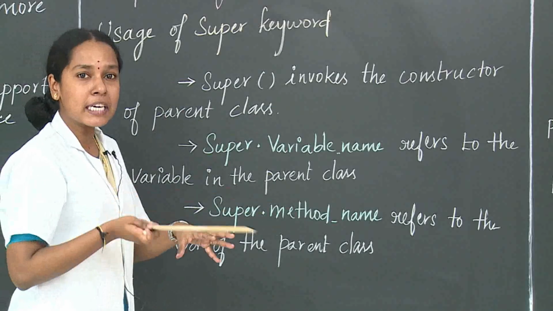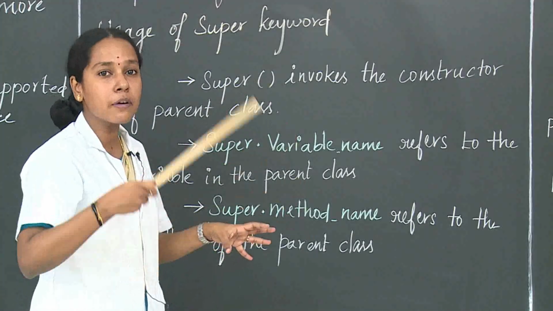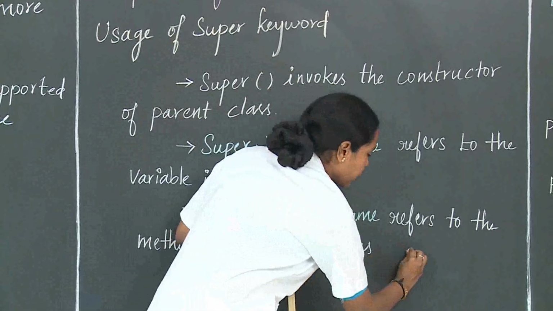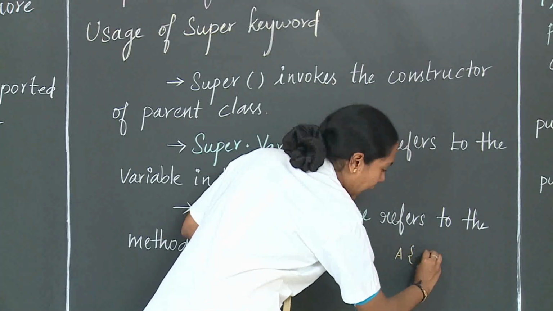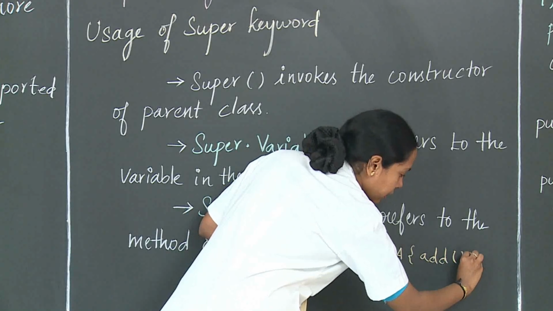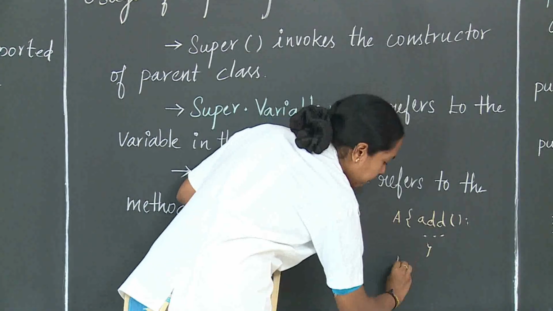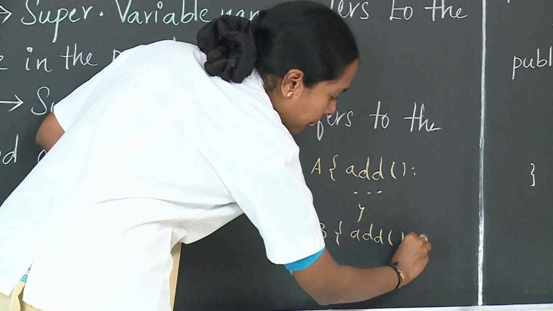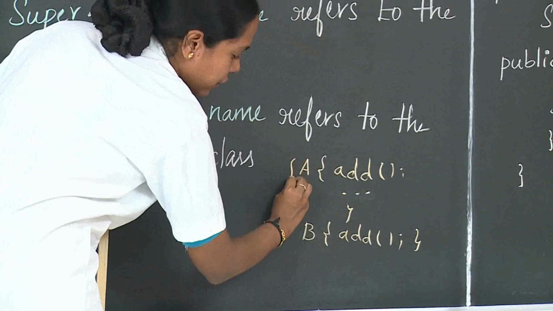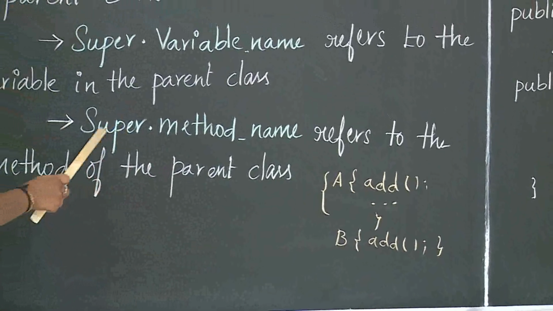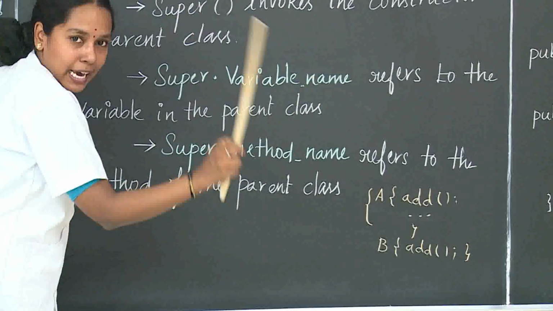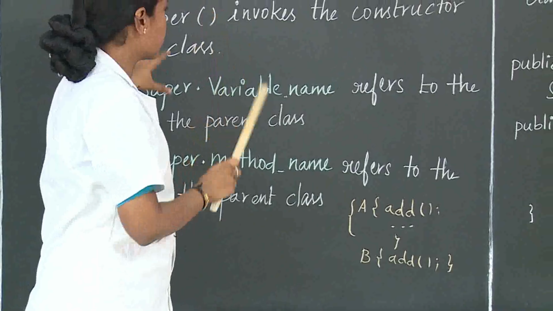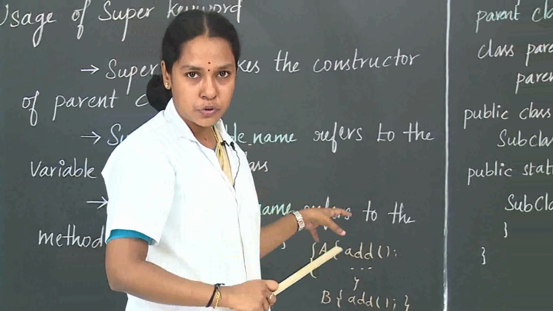The same method can be used in various classes. For example, A is my main class and I use an add function in A, and B is my another class. Here also I use an add function, but A is my main class. If I use super dot add, it will directly go to A's add function. These are the main purposes or main usage of super.